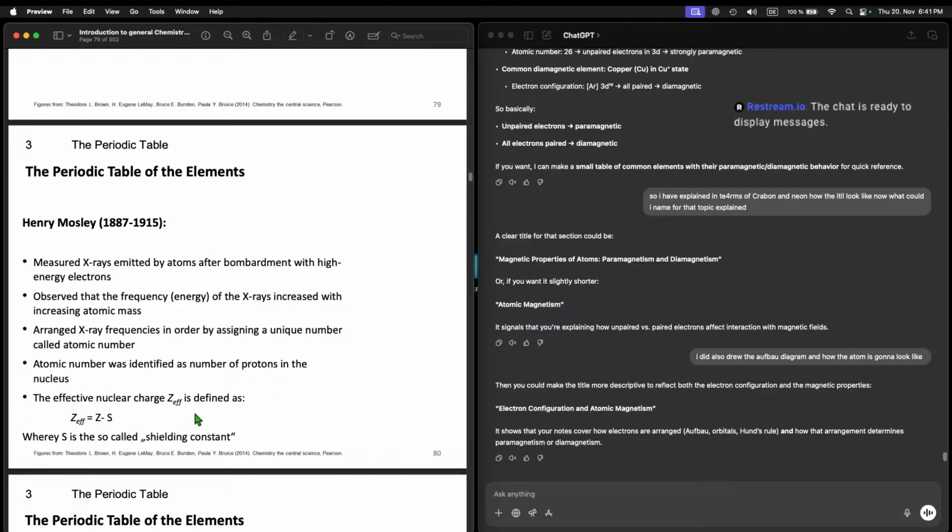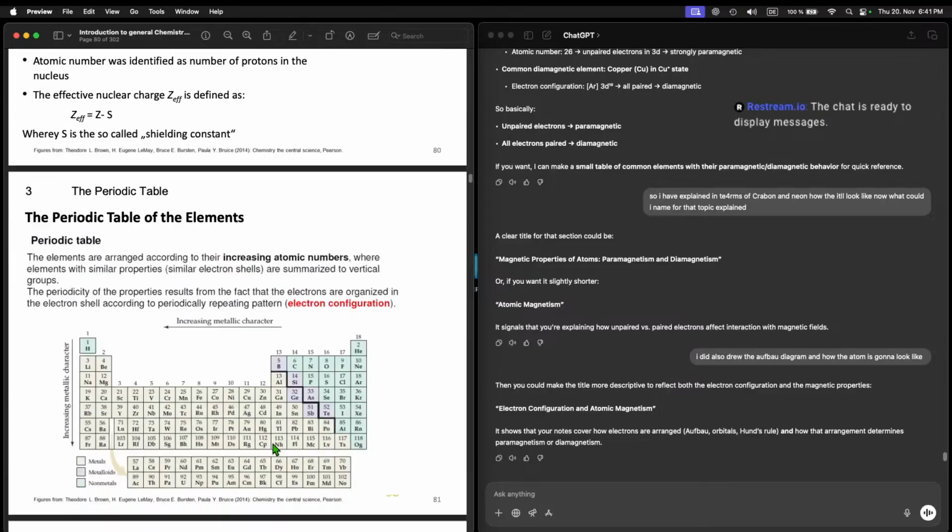The effective nuclear charge is defined as Z effective equals Z minus S, where S is the so-called shielding constant. Periodic table of elements. The elements are arranged according to increasing atomic number, where elements with similar properties, similar electron shells, are summarized to vertical groups. The periodicity of properties results from the fact that electrons are organized in the electron shell according to a periodically repeating pattern, electron configuration, increasing metallic character.